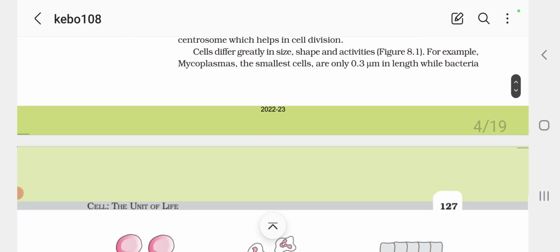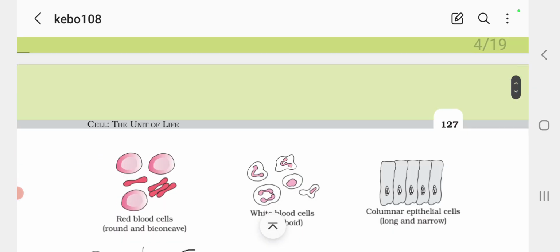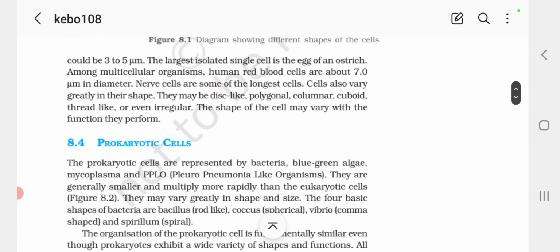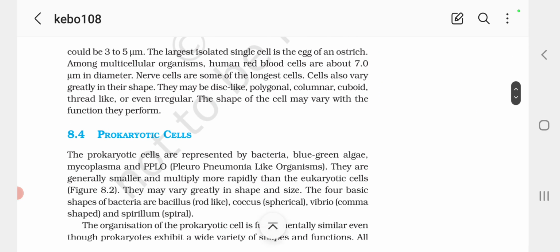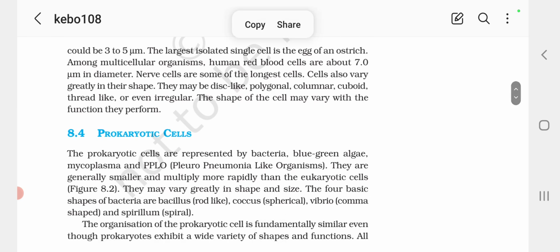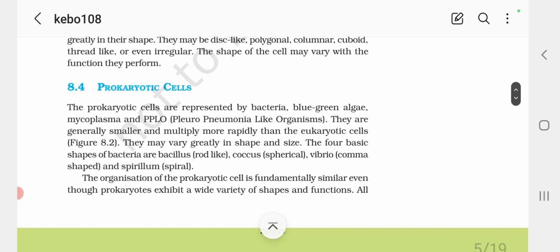Cells differ greatly in size, shape and activities. For example, mycoplasma, the smallest cells, are 0.3 micrometer in length, while bacteria could be 3 to 4 micrometer. The largest isolated single cell is the egg of an ostrich. Among multicellular organisms, human red blood cells are about 7.0 micrometer in diameter. Nerve cells are some of the longest cells. Cells also vary greatly in their shape. They may be disc-like, polygonal, columnar, cuboid, thread-like, or even irregular. The shape of the cell may vary with the function they perform.